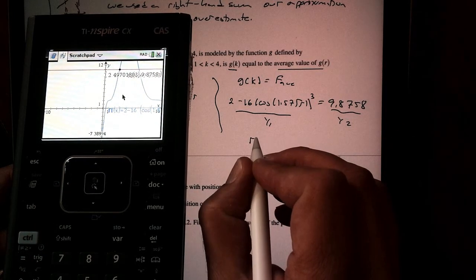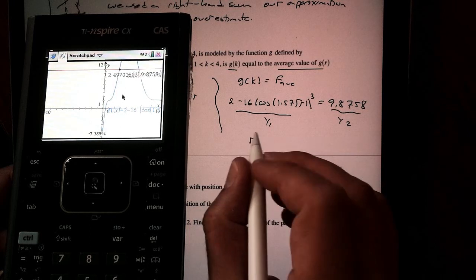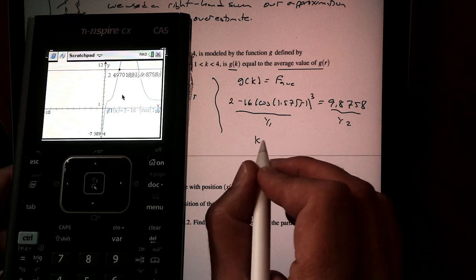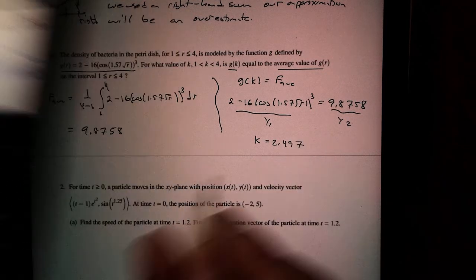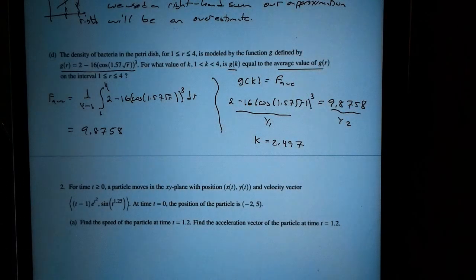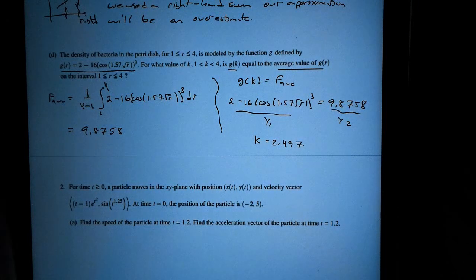So we would say R, or in this case K, I guess, the AP will be okay with that, is 2.497. And there's our answer. Whew, tough one. All right, come back, we'll take a look at part 2. I'll see you then.